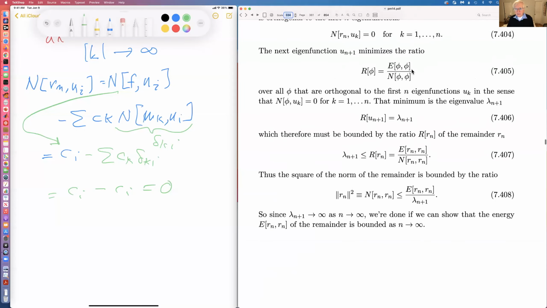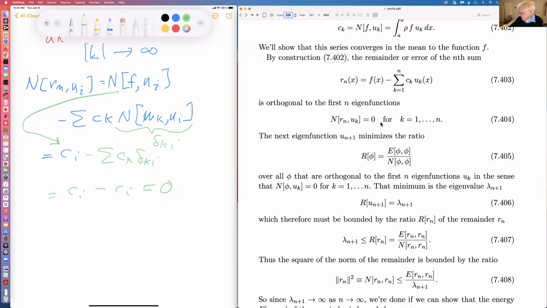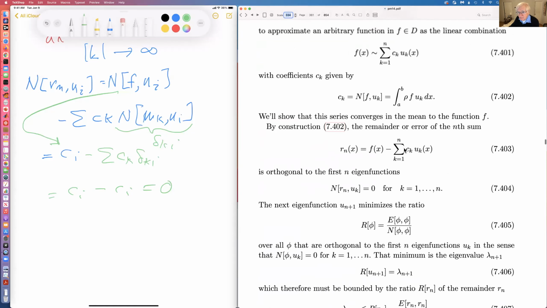Now, what I can see as I went through this is that something was a little bit skipped over, but I hope I did this on Tuesday, namely that we have this ratio, the ratio of the E norm to the N norm. The absolute minimum of that is the lowest eigenvalue, and then the minimum of that over functions that are orthogonal to the lowest eigenfunction gives you the second eigenvalue, and so forth.